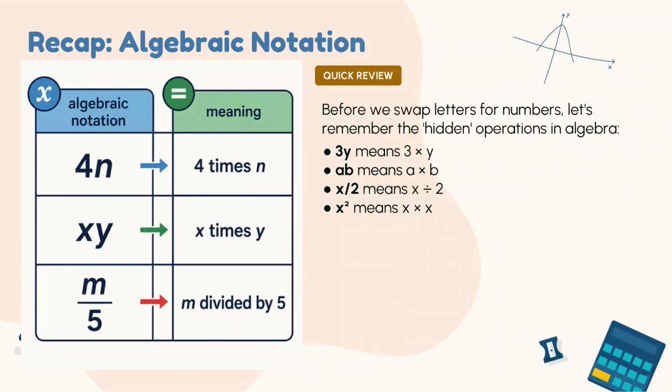Before we swap letters for numbers, let's recap some algebraic notation. In algebra, some operations are hidden. For example, 3y means 3 times y. AB means A times B. X over 2 means X divided by 2. X squared means X times X. This matters because when we substitute numbers into expressions, we need to remember what operation is really happening.